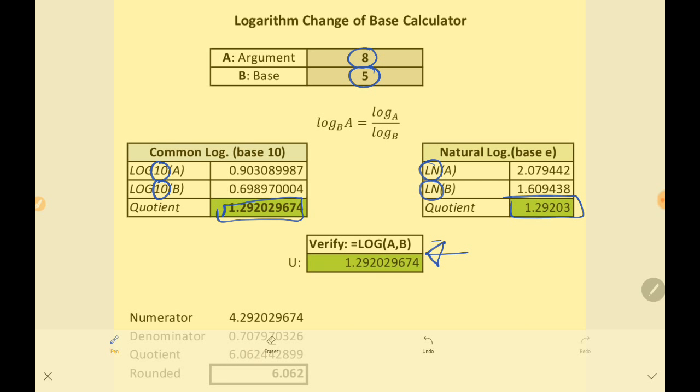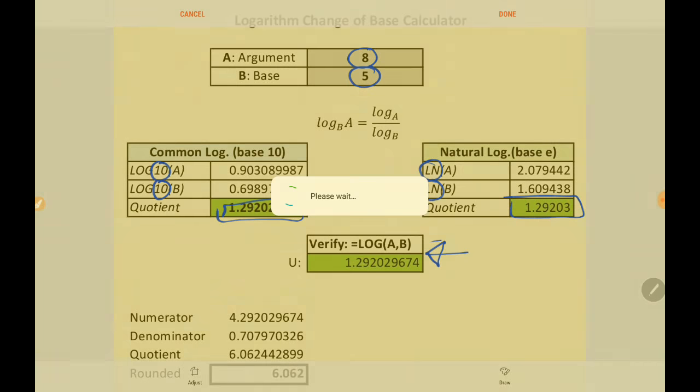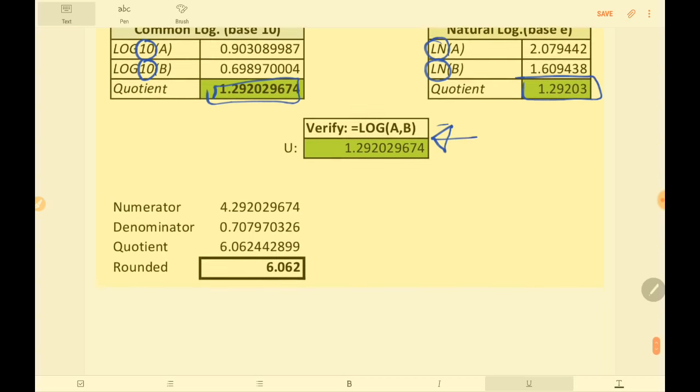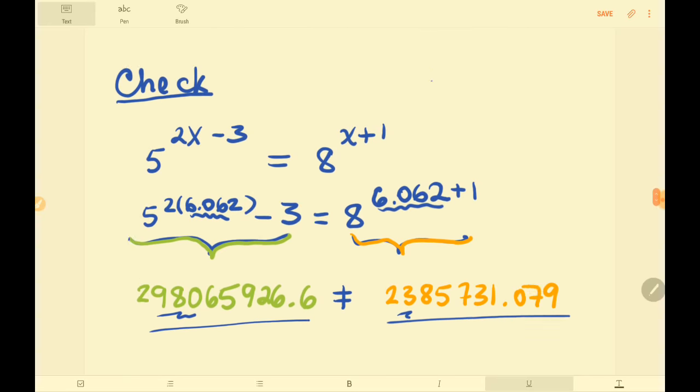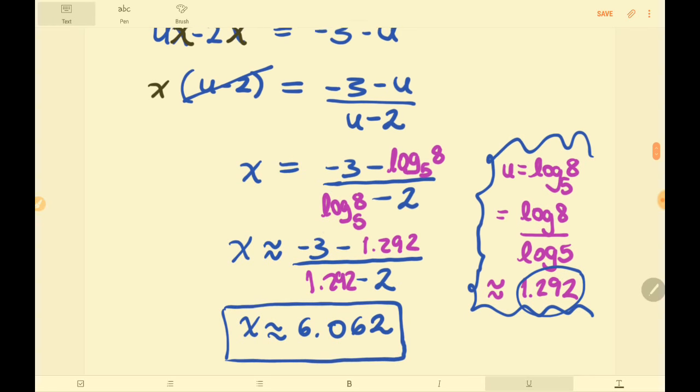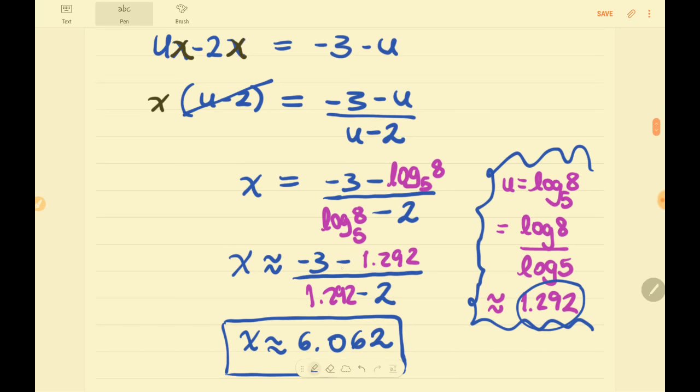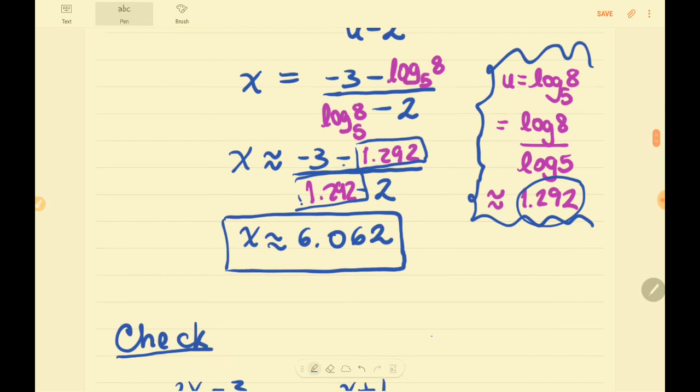But then I used it to get my numerator and my denominator. So I got my numerator and my denominator, evaluating this numerator and that denominator, and then dividing the two. And so what I did is, instead of typing in the rounded value of 1.292, I was referring to the cell that contained the entire value. And it still gives me an answer that rounds to 6.062.